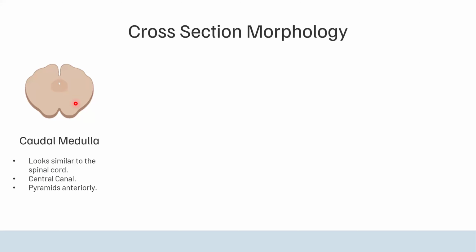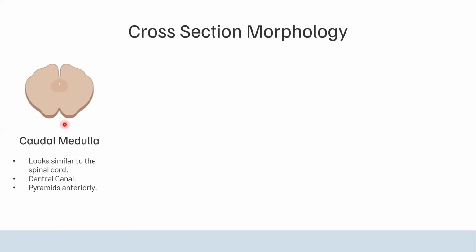The reason why this looks the way it is, that mimics a hole, is because this is the caudal medulla. So this is the lowermost level of the medulla. This is right before we have the actual fourth ventricle. This is right before we have anything. It looks so much like the spinal cord. It still has a central canal. However, we can see that we have the pyramids anteriorly. And this is typically where we'd have the actual decussation of the pyramids.